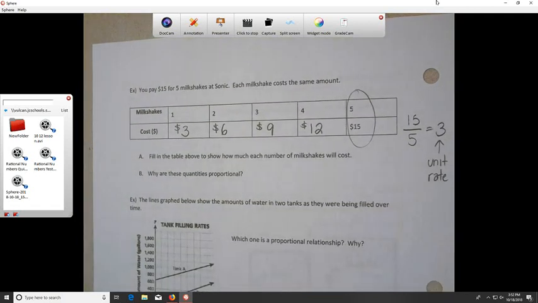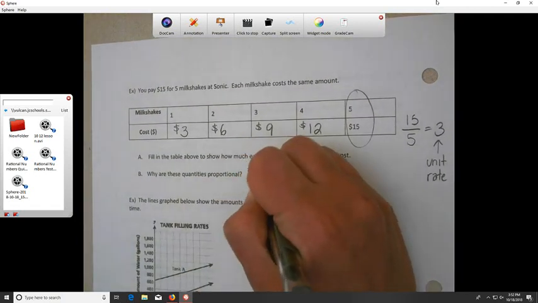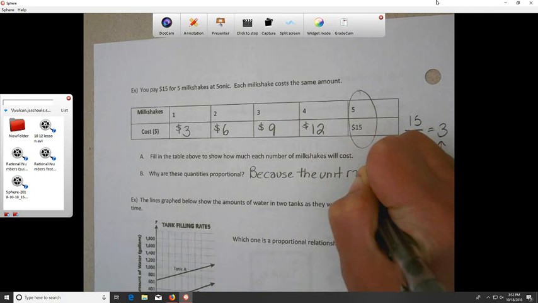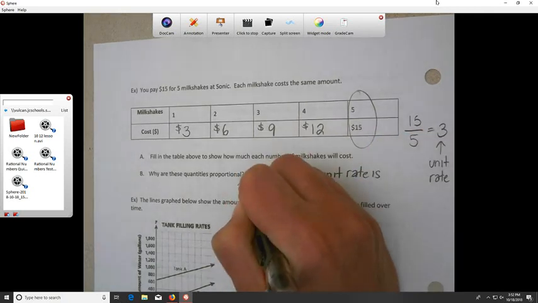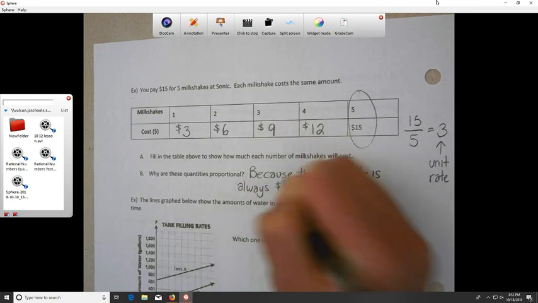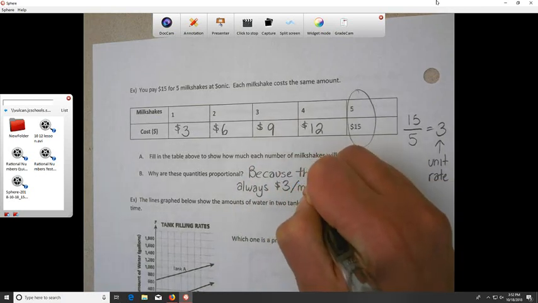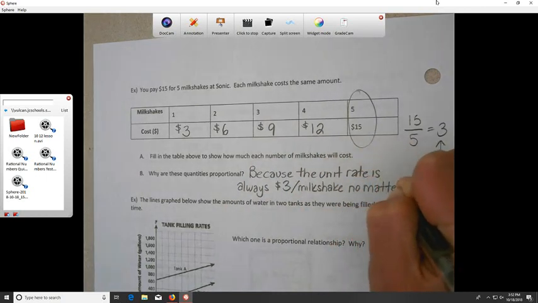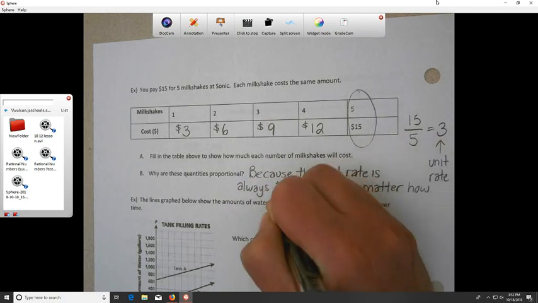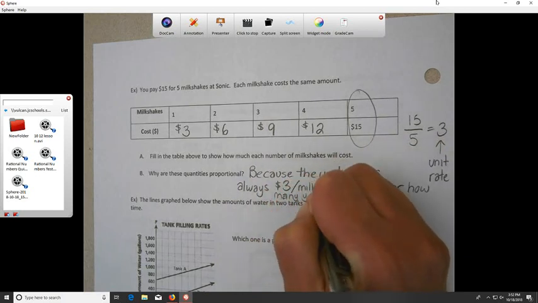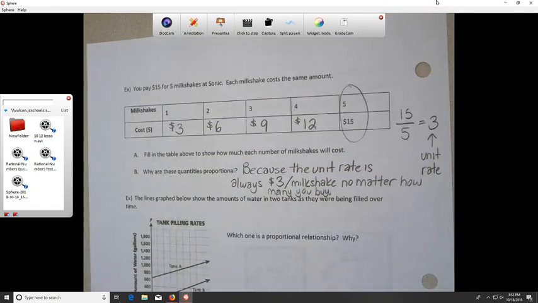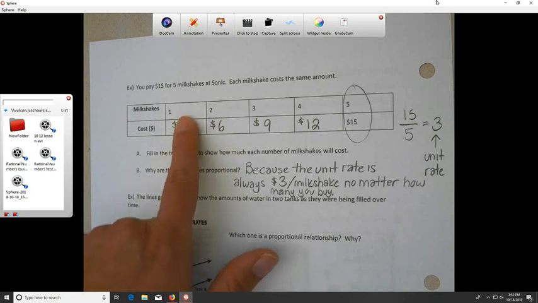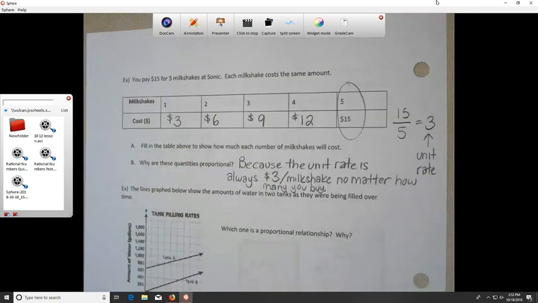So I'll say I know it's proportional because the unit rate is always $3 per milkshake, no matter how many you buy. Okay, so I'm saying my unit rate is the same each time, which is really the same as saying if I divide y divided by x, I'm going to get the same answer every time.